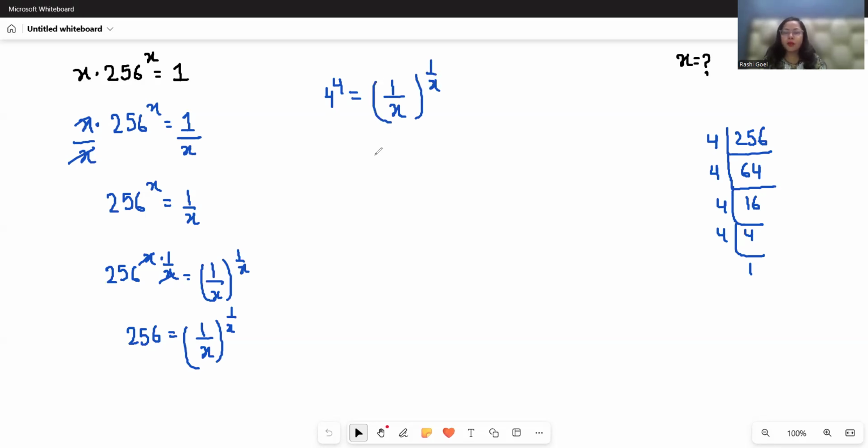Now on comparing both sides, the value of 1 by x is 4. So the value of x is 1 by 4. So let's verify this.